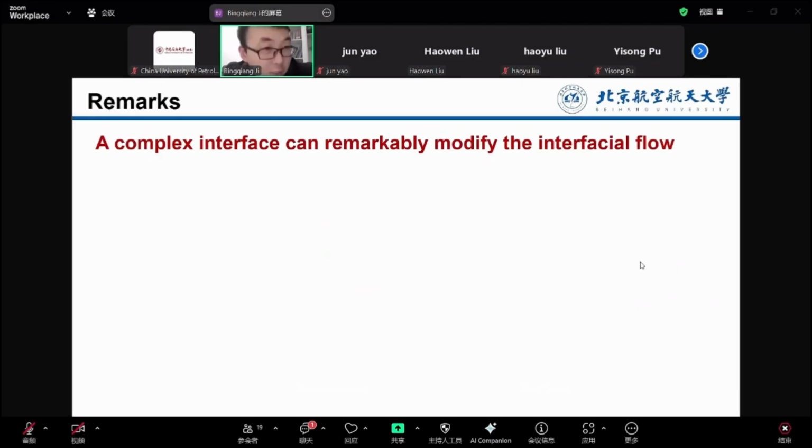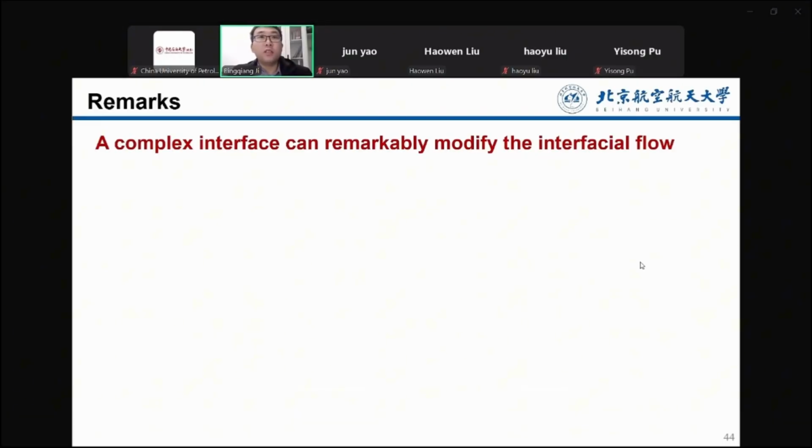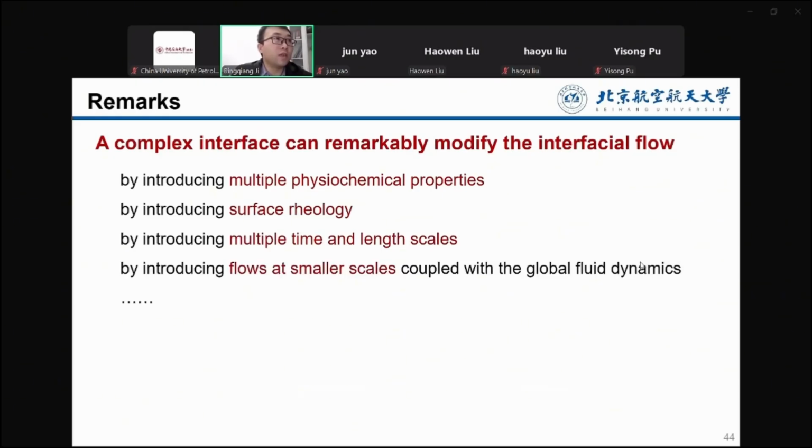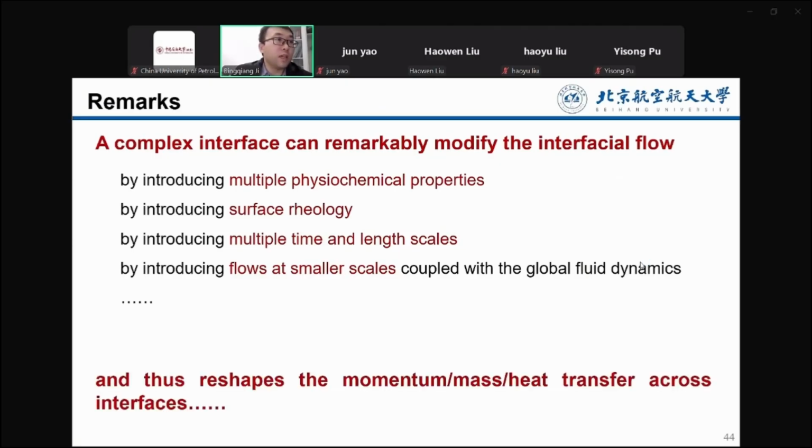To conclude, our findings on the jet dynamics of bubble bursting at a contaminated surface show that a complex interface can remarkably modify the interfacial flow by introducing multiple physical-chemical properties, by introducing surface rheology, or introducing multiple time and length scales, or introducing flows at small scale, coupled with the global fluid dynamics, and thus reshapes the momentum or mass or heat transfer across the interfaces.